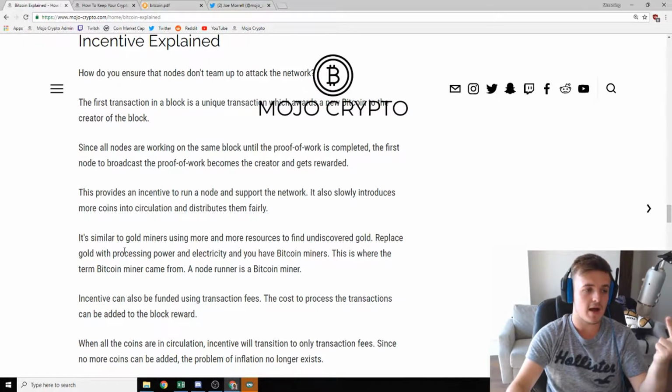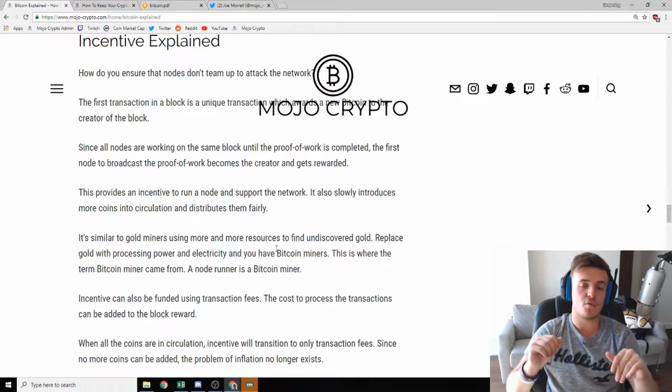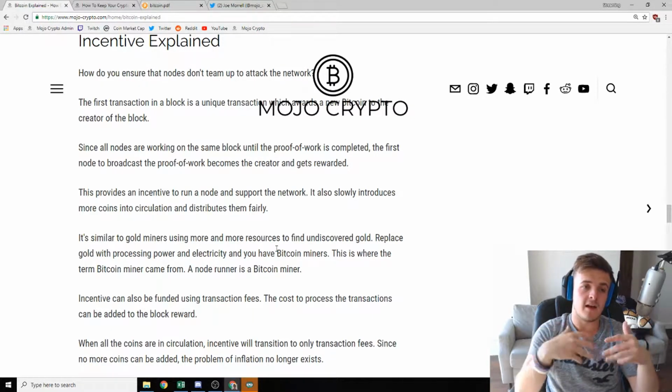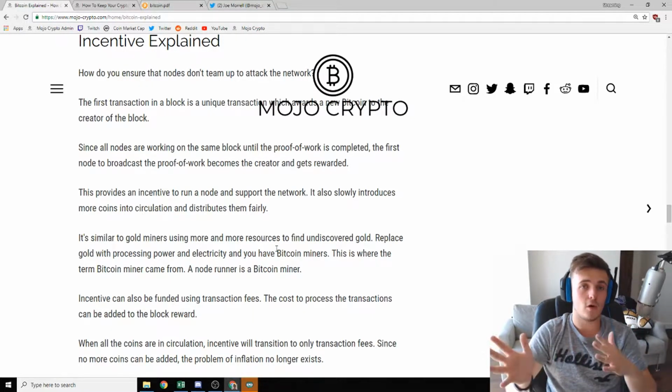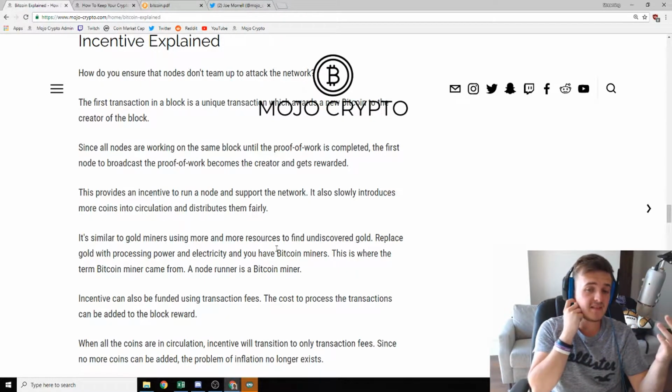So going back to the analogy I mentioned before, nodes, computers and miners are all the same thing. They're running the network. It's similar to gold miners. If you look at gold miners, their proof of work is getting better and better equipment so they can dig deeper or further into the earth to get more gold. As more gold is discovered, it takes more and more equipment to find gold that's deeper down. So gold miners use more and more resources to find undiscovered gold. So replace gold and the equipment to mine gold with processing power and electricity. Processing power is computers.